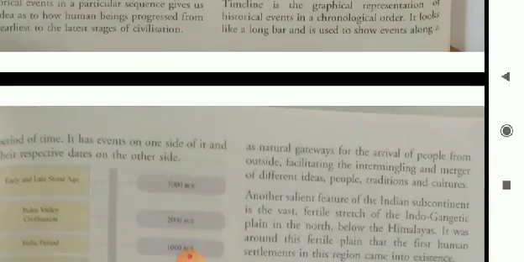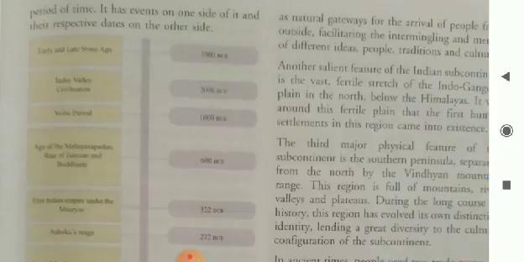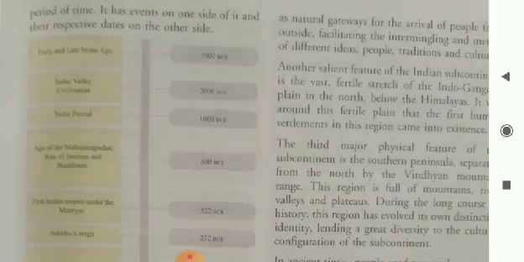Timeline. A timeline is the graphical representation of historical events in a chronological order. It looks like a long bar and is used to show events along a period of time. It has events on one side of it and their respective dates on the other side.